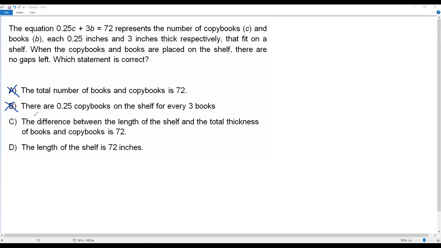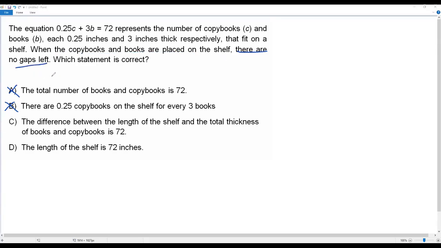Okay, now let's go to option C. The difference between the length of the shelf and the total thickness of books and copybooks is 72. So here we already got it. The total thickness of the copybooks and books is 72 inches. And also when we place these C copybooks and B books on the shelf, there are no gaps left. Just go over the information here. When the copybooks and books are placed on the shelf, there are no gaps left.